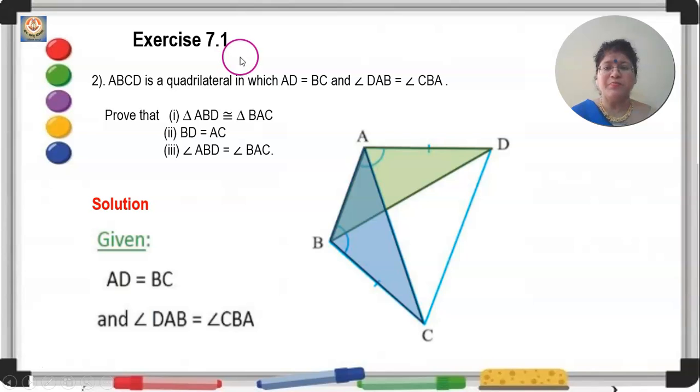Now from exercise 7.1, this is the second question. It is given that in this quadrilateral ABCD, AD is equal to BC and angle DAB is equal to angle CBA. So this is what you need to prove, and I want you to jot down what is given. So I've just copied down what is given out here. Now let us learn the proof of this question.